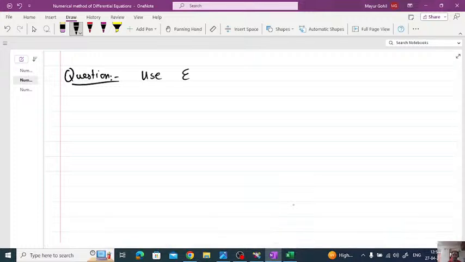Use Euler's method. Remember, this is Euler's method. Euler modified method is slightly difficult and different from what we have done right now. It has a much detailed version of solution, but we will see it later. Right now we are going through Euler's method, Euler modified I will do in next lecture.